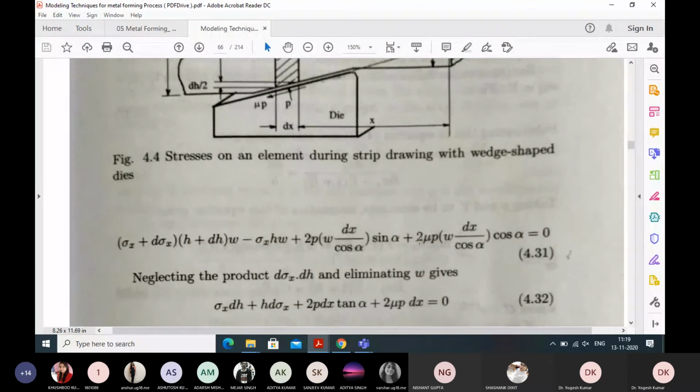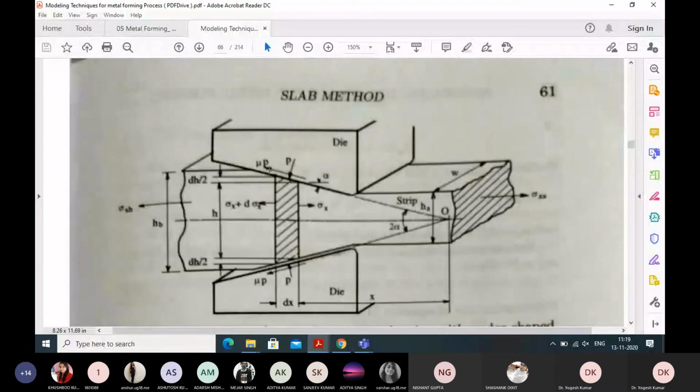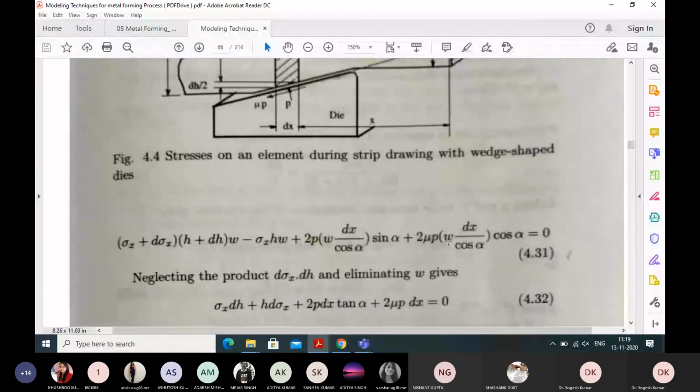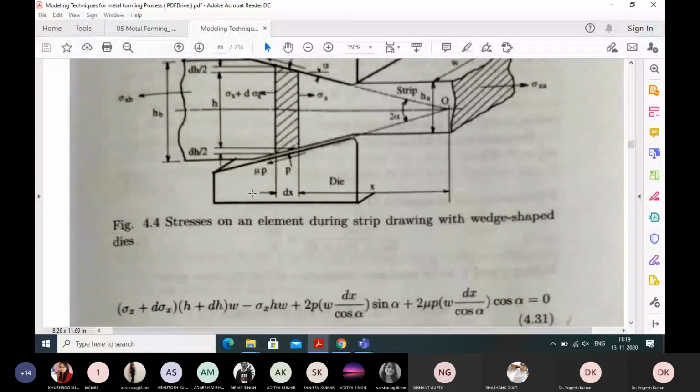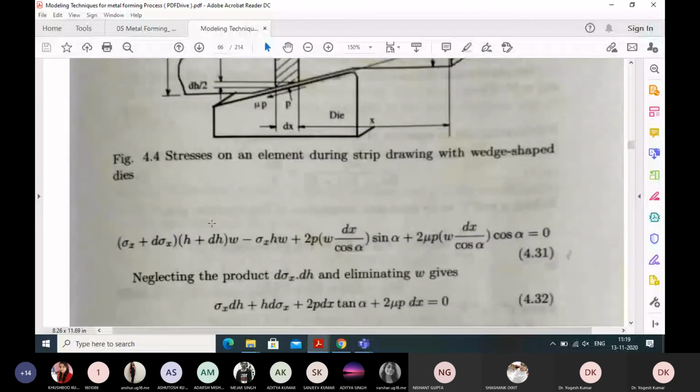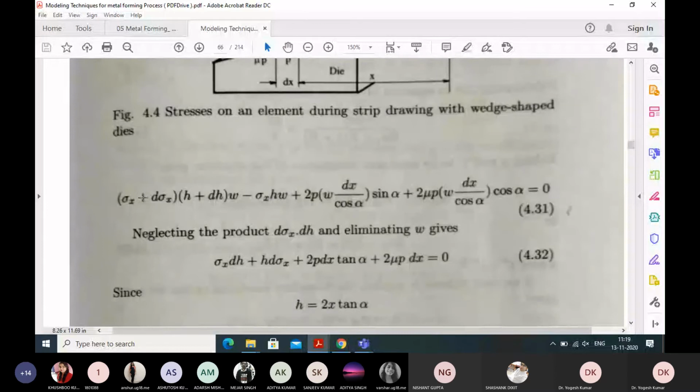Okay, so why has this 2 come again? Because the same force will be acting on the bottom side also. This is the upper portion and this is the bottom portion. So that is why twice mu p w dx upon cos alpha into cos alpha equal to 0, because for force equilibrium, the sum of all forces in x direction must be equal to 0. Okay, if there is any doubt at this point, because this was simple mathematics.